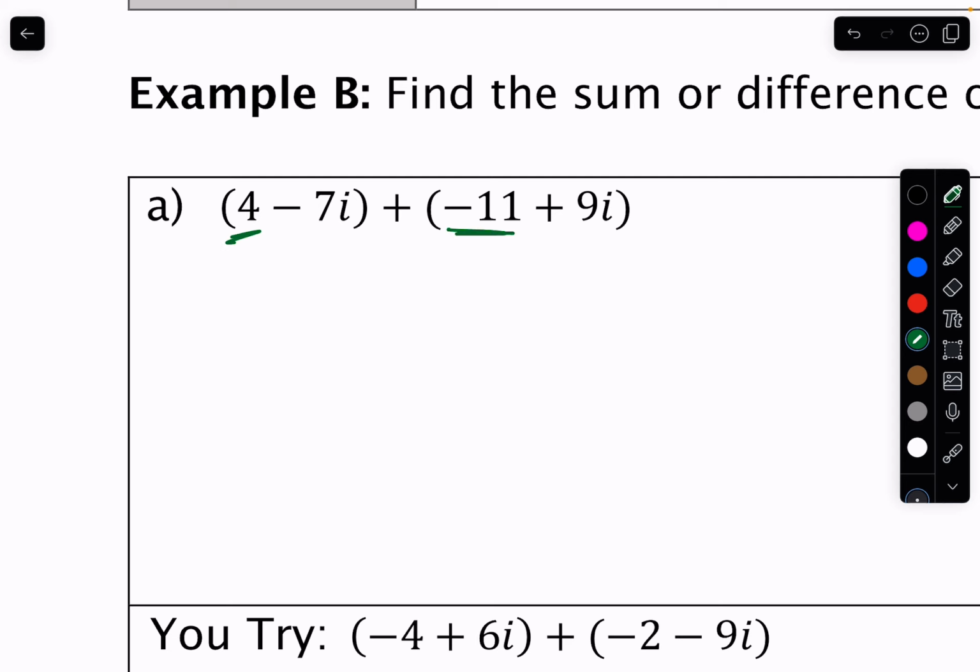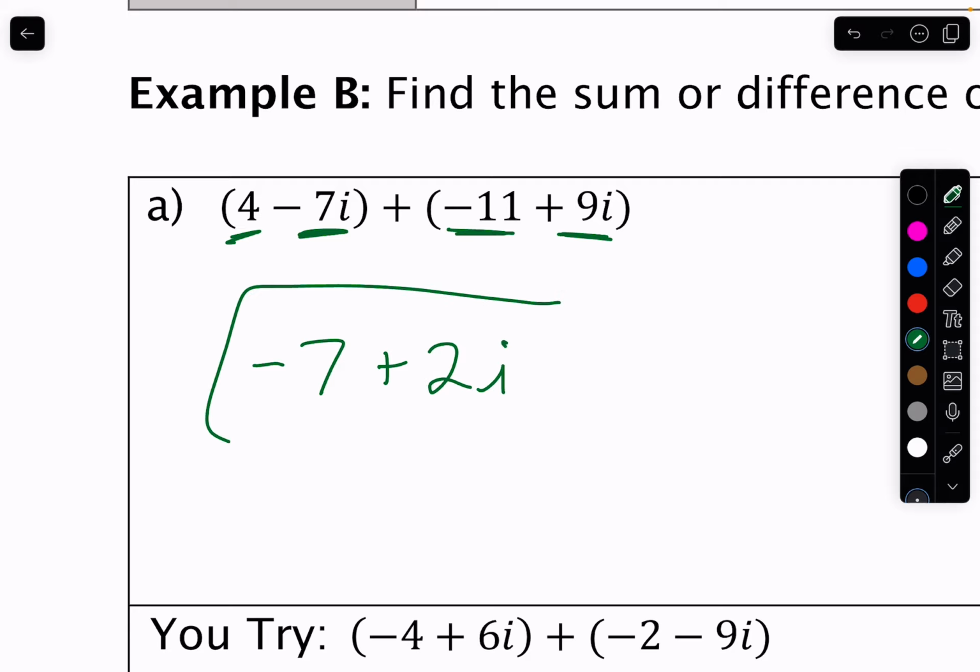These guys are going to come together and we get, what, -7? These guys come together and we get a positive 2i. And again, remember you put the real part and then the imaginary part.